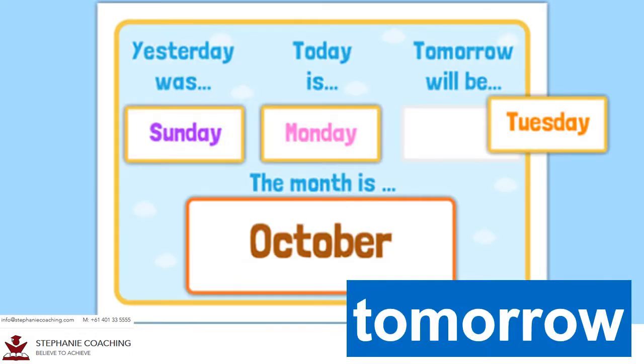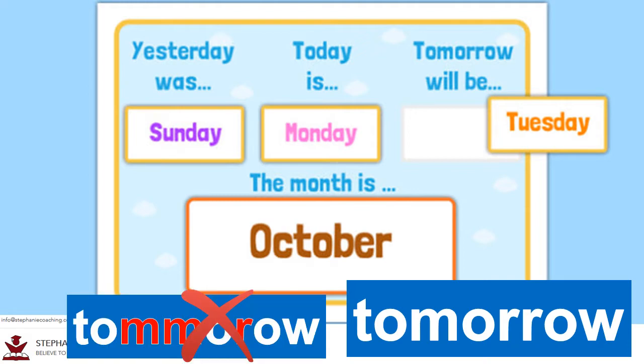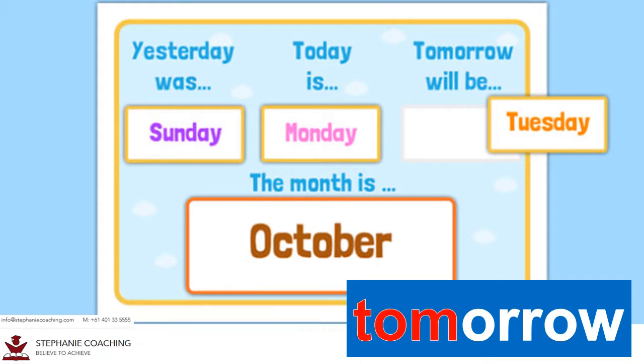Word number 4 is tomorrow. If today is Monday, tomorrow will be Tuesday. Be careful with the spelling of this word. Many students spell this word with 2 M and 1 R. Remember the spelling of this word by the 3 words, Tom or row.